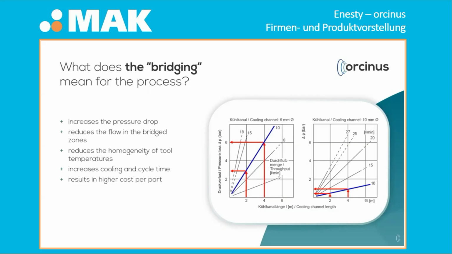So the temperature inside the mold is not always the same, because on the lower side, or close to the outgoing side, it is much warmer. And this increases your cooling time and the cycle, of course. And this results in higher cost per part.